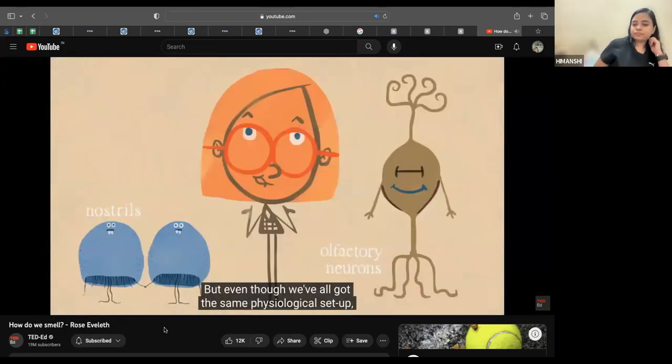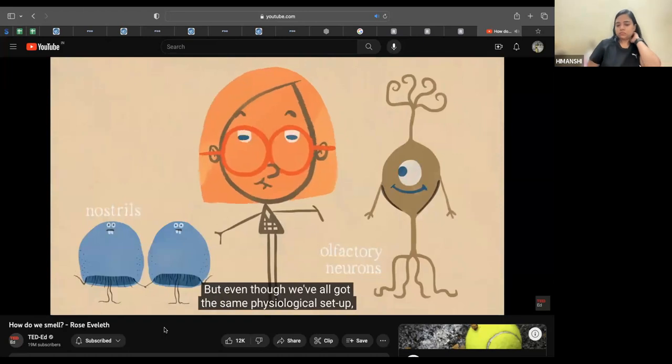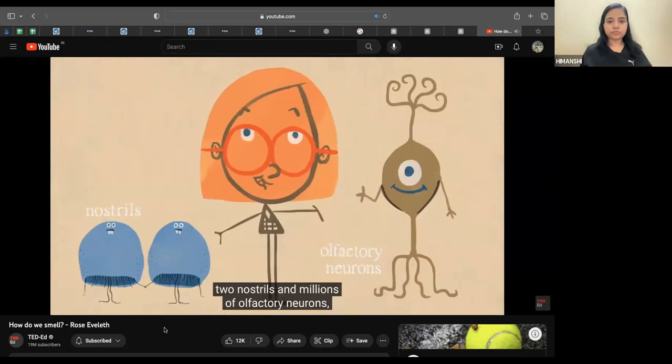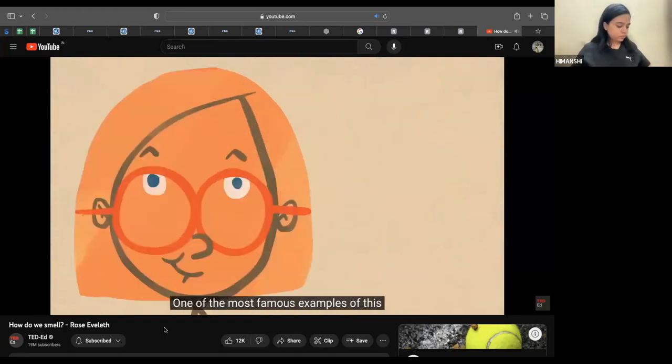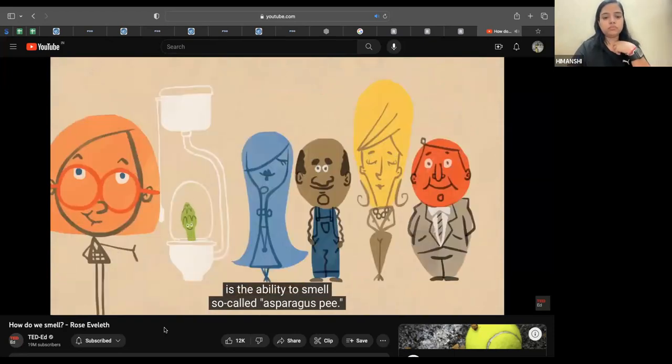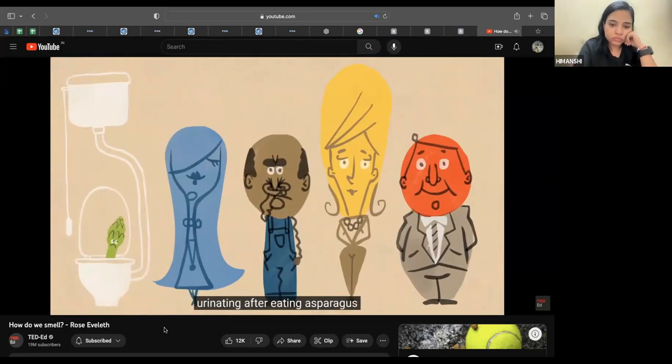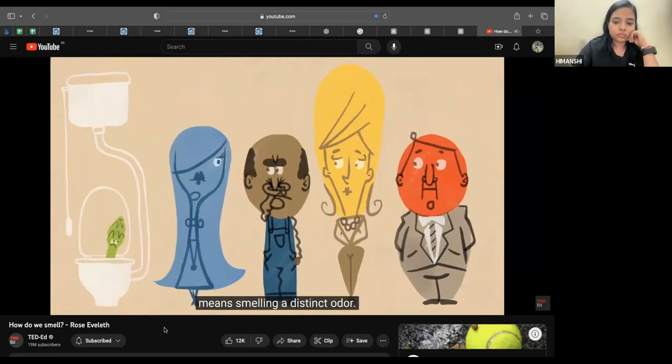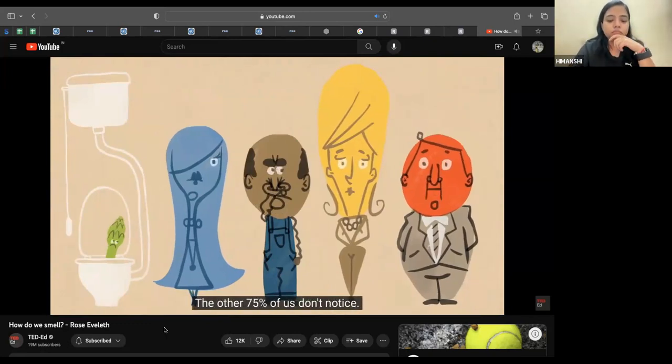But even though we've all got the same physiological setup, 2 nostrils and millions of olfactory neurons, not everybody smells the same things. One of the most famous examples of this is the ability to smell so-called asparagus pee. For about a quarter of the population, urinating after eating asparagus means smelling a distinct odor. The other 75% of us don't notice.